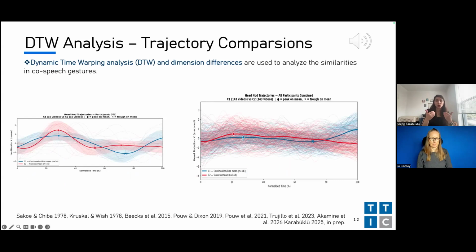Then I took these trajectories and compared them with each other with dynamic time warping. And this helps us see if these head nods are similar or different.